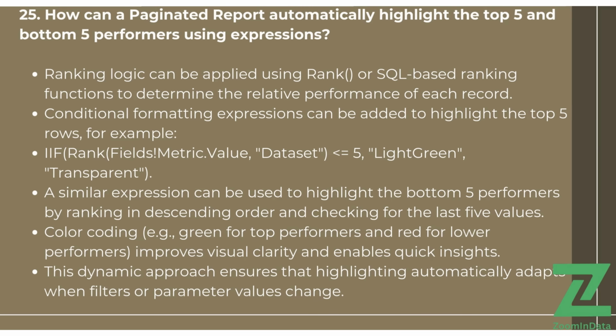Step 3. Use a similar expression to highlight the bottom 5 performers. In this case, rank the data in descending order and check whether the record falls in the last 5 positions. Step 4. Use color coding, such as green for top performers and red for lower performers, to make the report easier to read. Step 5. This method updates automatically whenever filters or parameters change, ensuring that the highlighting always reflects the latest data.